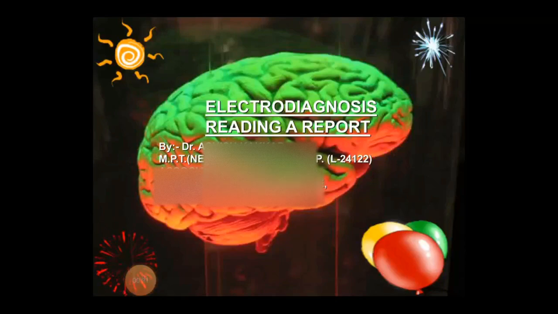Hello friends, today we will learn electrodiagnosis: reading a report. This lecture is prepared in such a way that if you don't know how to perform EMG NCV, at least you will be able to understand how to interpret the EMG NCV if you have a report in your hand. So let us understand with a few examples of reports.